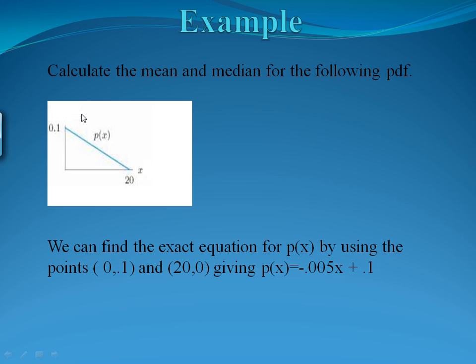Notice here that for this particular PDF, we can find the equation of this line using the points (0, 0.1), where it intersects the y-axis, and the point (20, 0), where it intersects the x-axis. Doing change in y over change in x for the slope and using the intercept, we get that our probability density function has an equation of negative 0.005x plus 0.1. Now that we have the equation, we can find the mean and the median for this PDF.